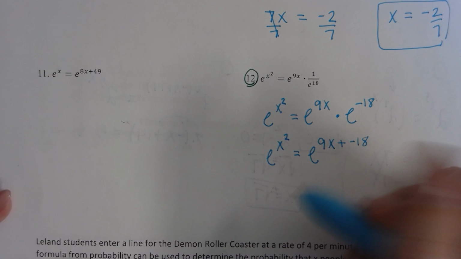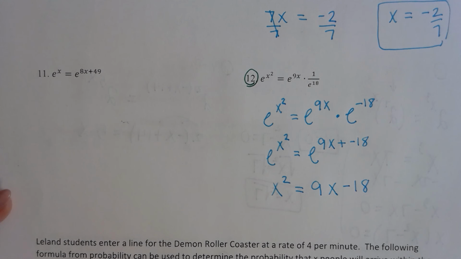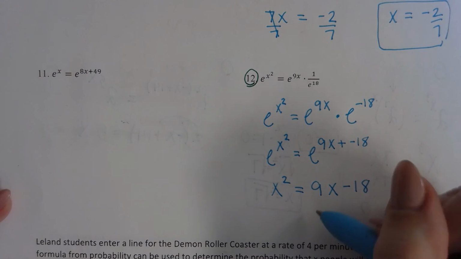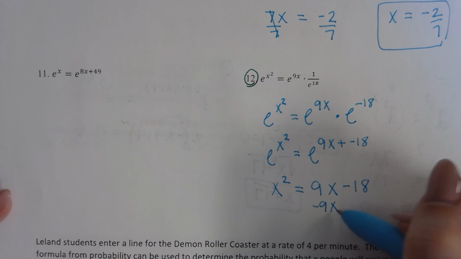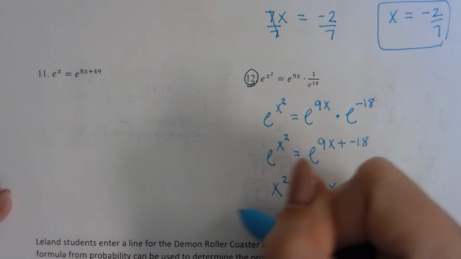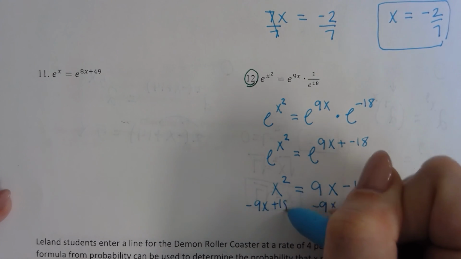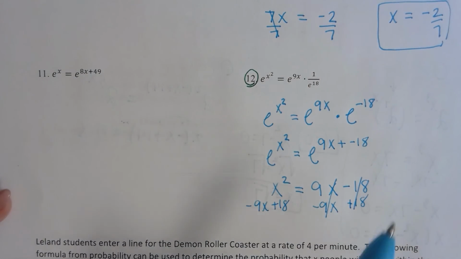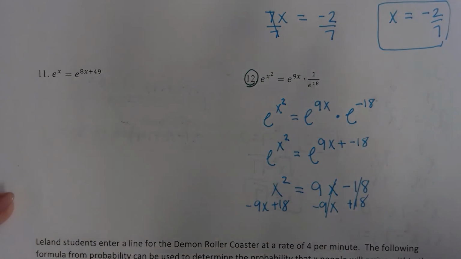Now, set the exponents equal. X squared equals 9x minus 18. Because it's an x squared, we're going to have to factor, subtract the 9x over, add the 18 over. See what multiplies to 18, adds to negative 9, factor, and solve. I'm going to let you finish that on your own. Check your answers.